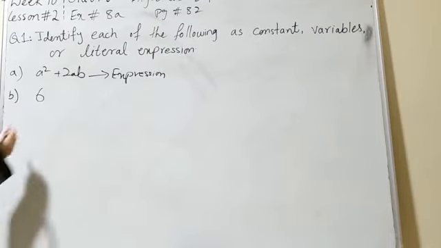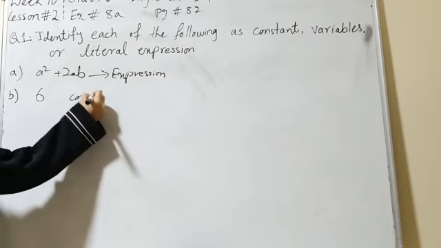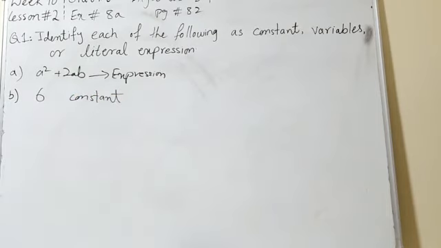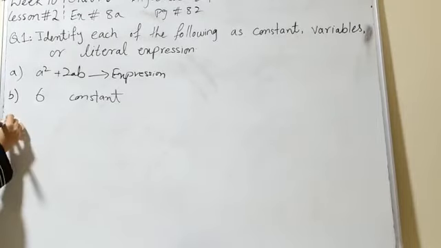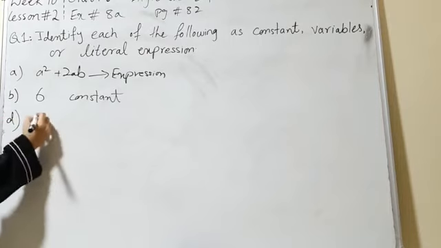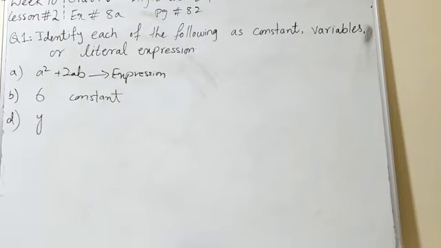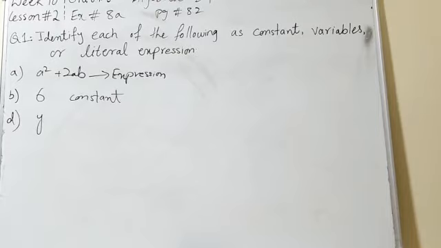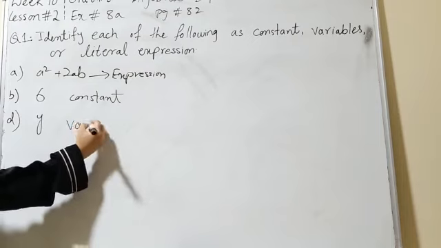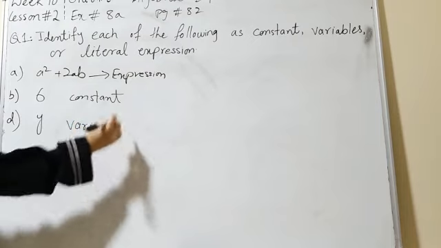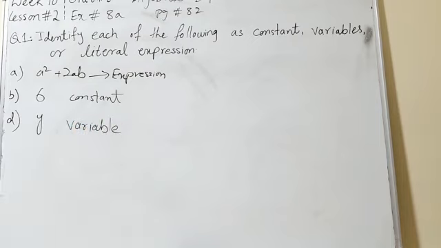Second part is we have only 6. Now what is this? You all know this is a fixed value, a fixed numerical value, it is a constant. Okay, let's take a different number. I'm solving D part, which is y. Now what is this? I told you that whenever we use alphabet, the letter of any letter of the alphabet, that represents variable. So y is variable here. Similarly, you will be solving the remaining parts.